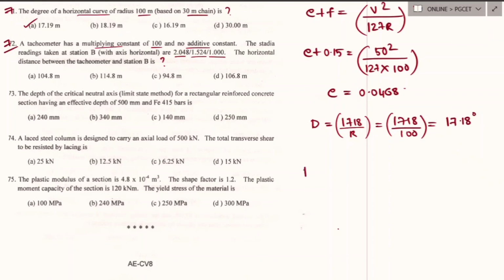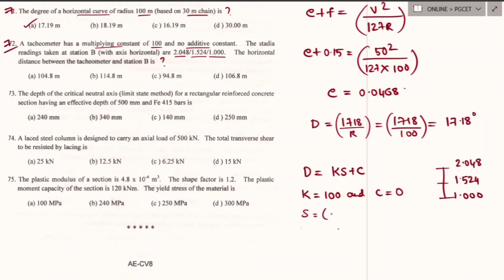To find the horizontal distance between the tachometer and the station, we know that the formula is D = Ks + C, where K is the multiplying constant 100 and C is the additive constant 0, since they have not given the additive constant, and S is the stadia reading between the upper and lower readings. Upper reading is 2.048, middle reading is 1.524 and lower reading is 1. S is the difference of the upper and lower stadia readings, that is 2.048 minus 1.0. So the difference of stadia is 1.048 meter.